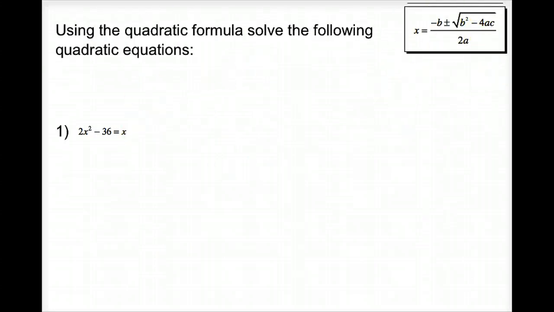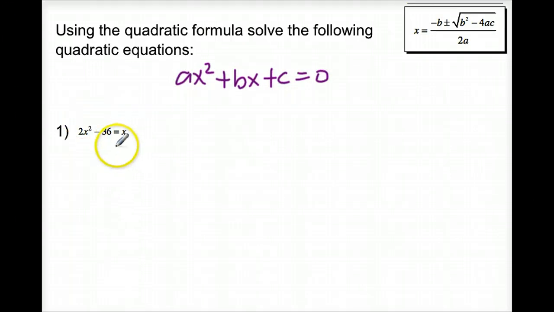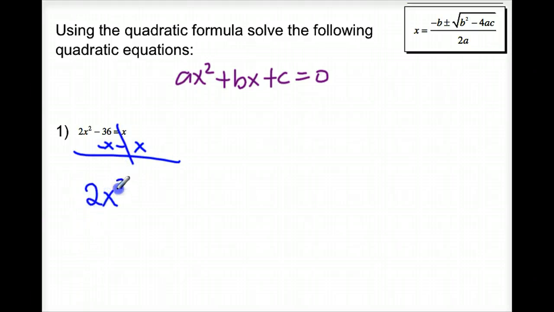Next, we have some examples, and again, you don't need to memorize this formula, it's on the reference sheet. So, using the quadratic formula, I want to go ahead and solve this. First thing, is this in the form? It has to be in the form ax squared plus bx plus c equals 0. It's not in the form, so what I want to do is take away x on both sides. This cancels. I'm left with 2x squared minus x minus 36 equals 0.